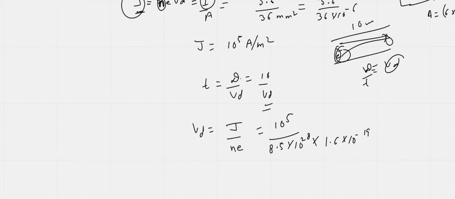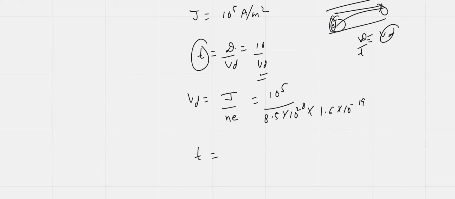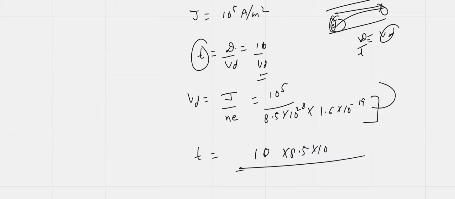I am interested in getting this time, so I'll just write this and divide it. So this will be 10 divided by Vd. Vd goes upside, so whatever is in the denominator will go to the numerator: 8.5 into 10 to the power 28 into 1.6 into 10 to the power minus 19, divided by 10 to the power 5, I think.